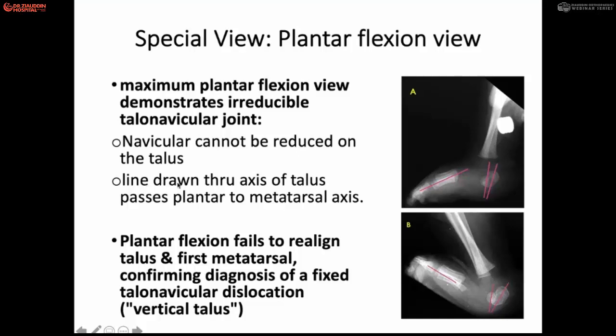If you draw a line through the axis of the talus, it passes plantarward to the axis of the first metatarsus. Normally, this is higher and this is lower. But if you draw an axis of the talus and the calcaneum, both are lower, but they are not matching. And again, you can see even when you do plantar flexion, it will not reduce.